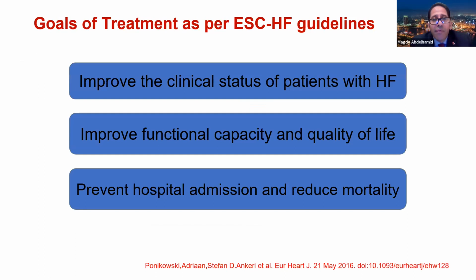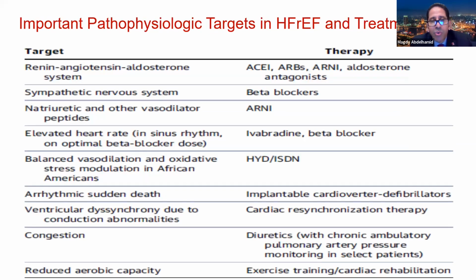So in heart failure patients, we are giving the treatment to improve the clinical status of patients with heart failure, to improve the functional capacity and quality of life, to prevent hospitalization, and to improve survival. So for any heart failure drug, we are looking for a drug which improves symptoms, improves quality of life, prolongs survival, and decreases hospitalization. These are the ideal parameters which should be considered for any new drug class.